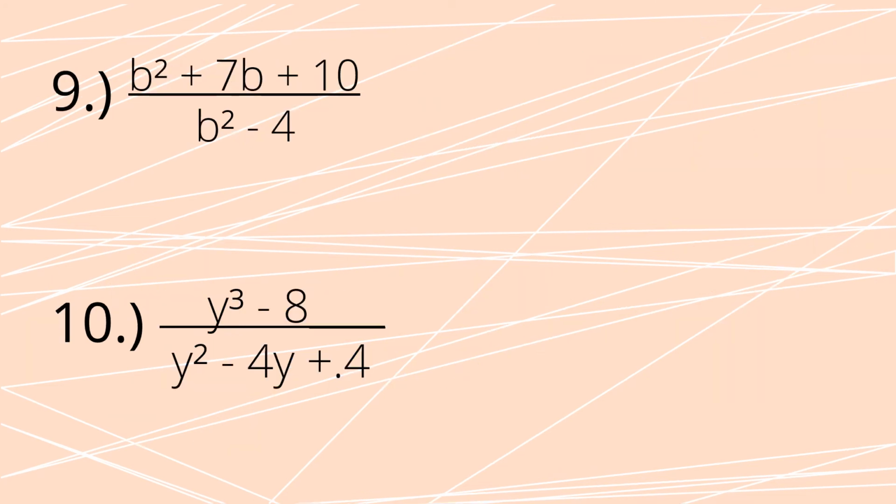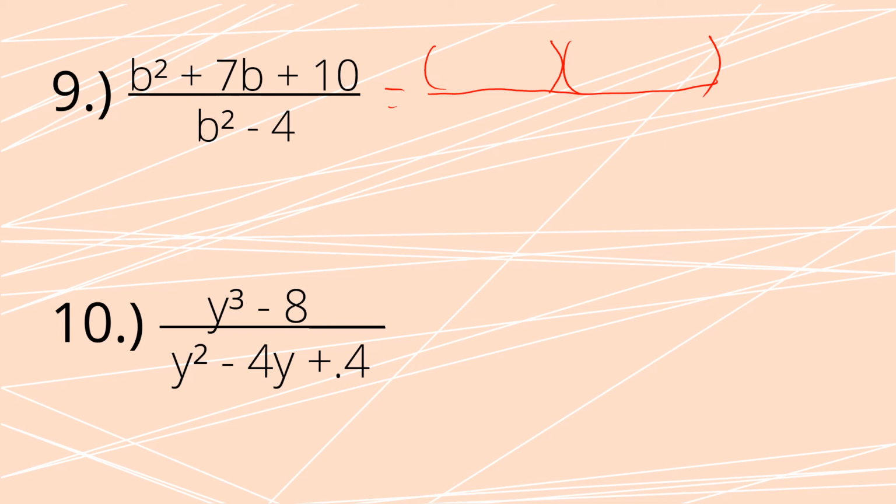So let's now have the last two examples, na gagamitan pa rin natin ng ating skills on factoring polynomials. So first, numerator, we have b squared plus 7b plus 10. And this trinomial is a factorable trinomial. And remember, factoring trinomial gives us two binomials as factor, no?